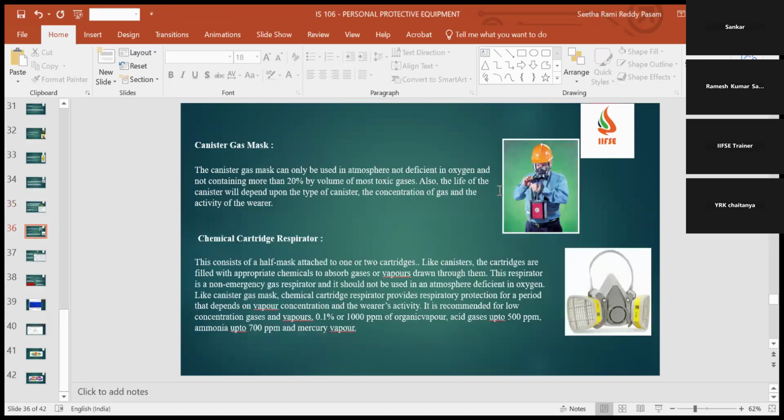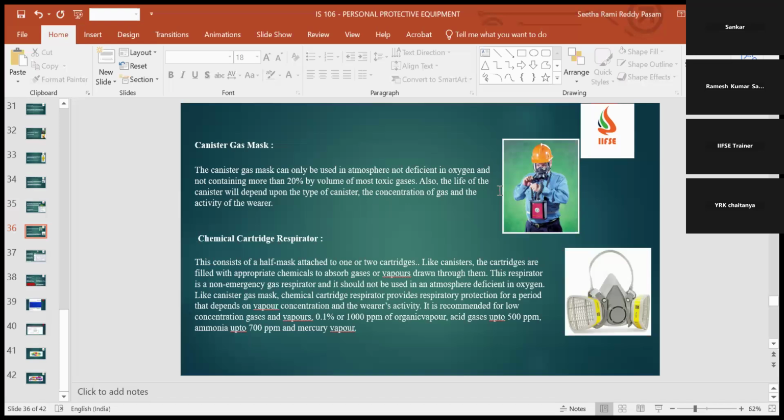So we have seen this slide. I'm mentioning these are the canister mask and cartridge respirators. Again, these are air purifying respirators. Basically, this canister gas mask can only be used in an atmosphere not deficient in oxygen, and also not containing more than 20% by volume of any toxic gases. If you take the total volume of the atmosphere, the toxic percentage should not be more than 20%.